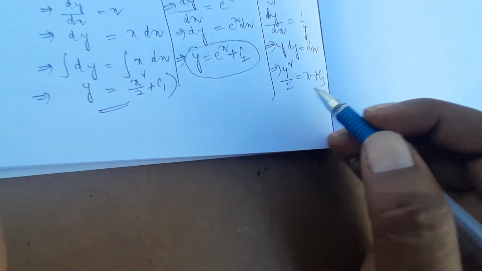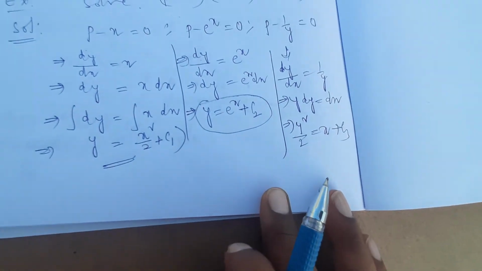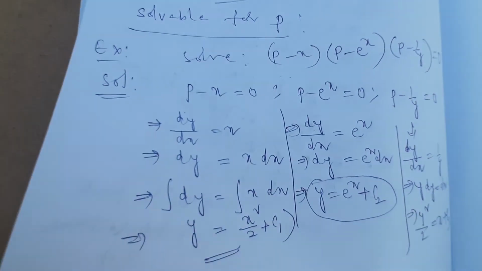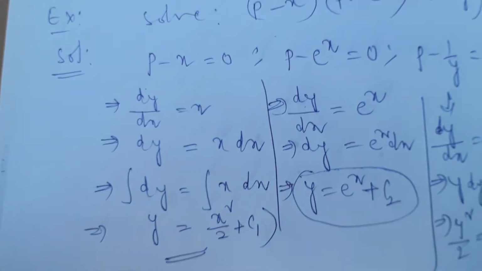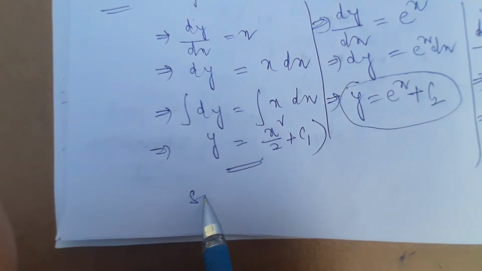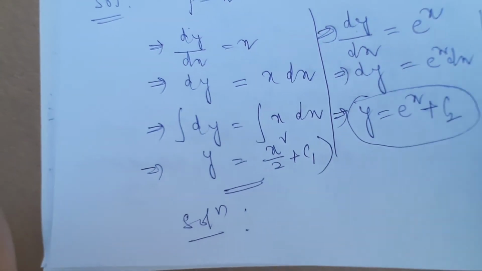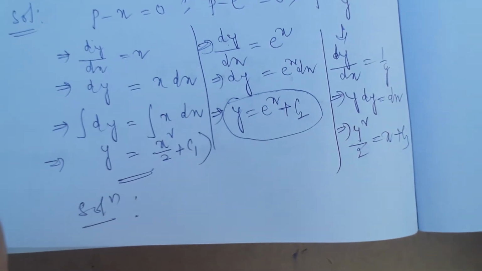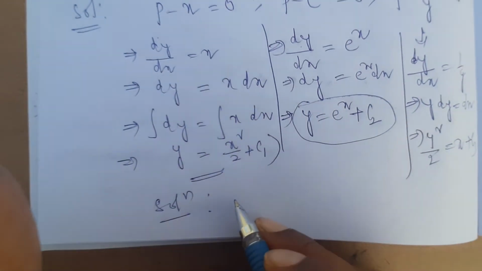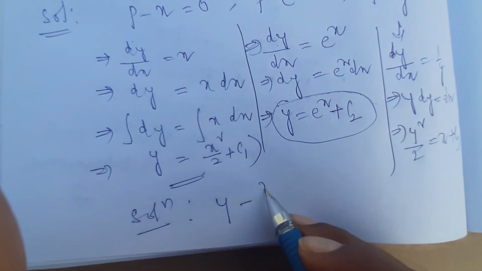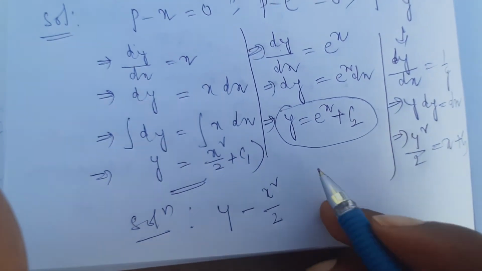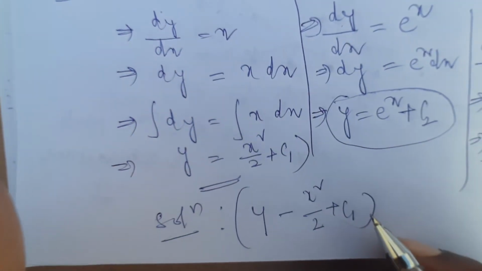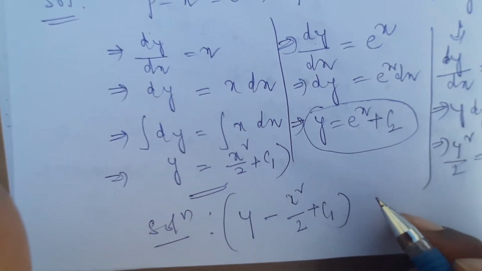Then the important thing is how you can write the solution of this differential equation. Here I am writing the solution is given by multiplying these three solutions. How can you multiply? If you observe, the first solution is y minus x^2/2, of course plus c1. Either plus c1 or minus c1, that is a constant, it will not influence the solution.